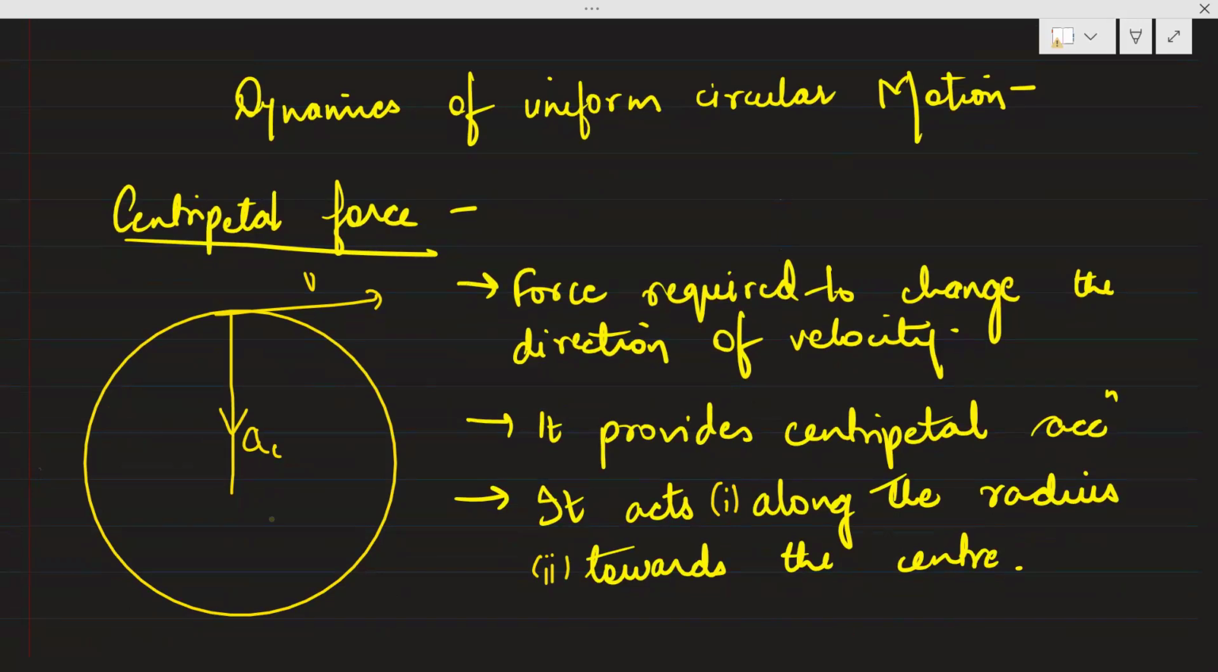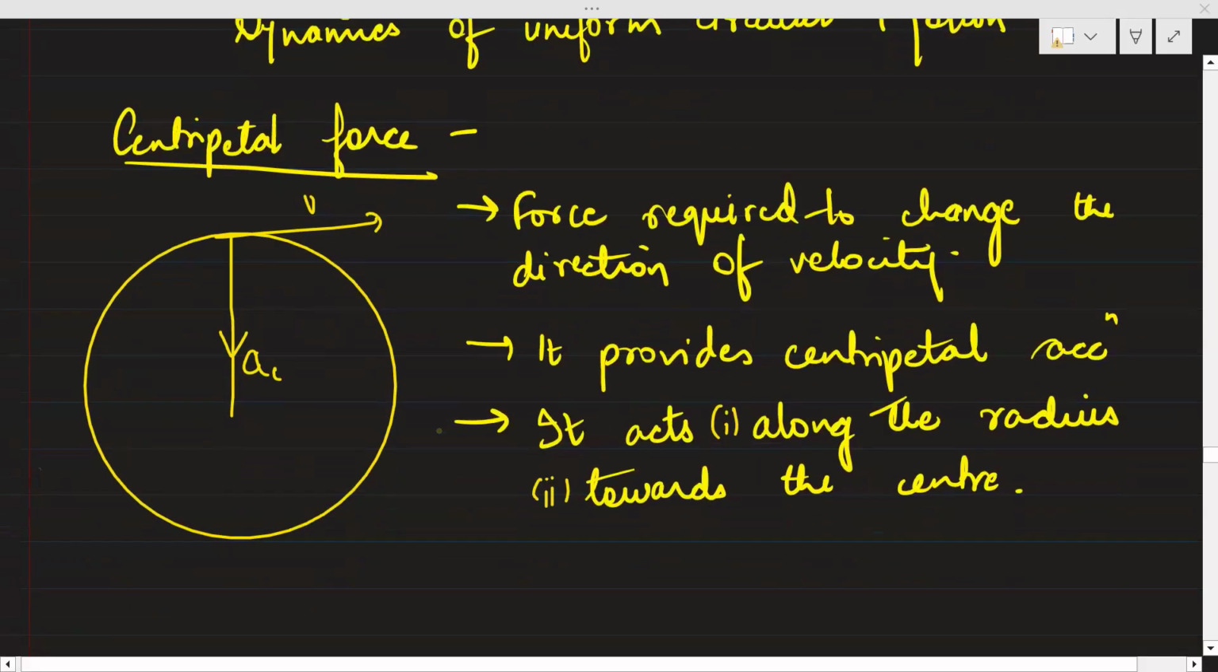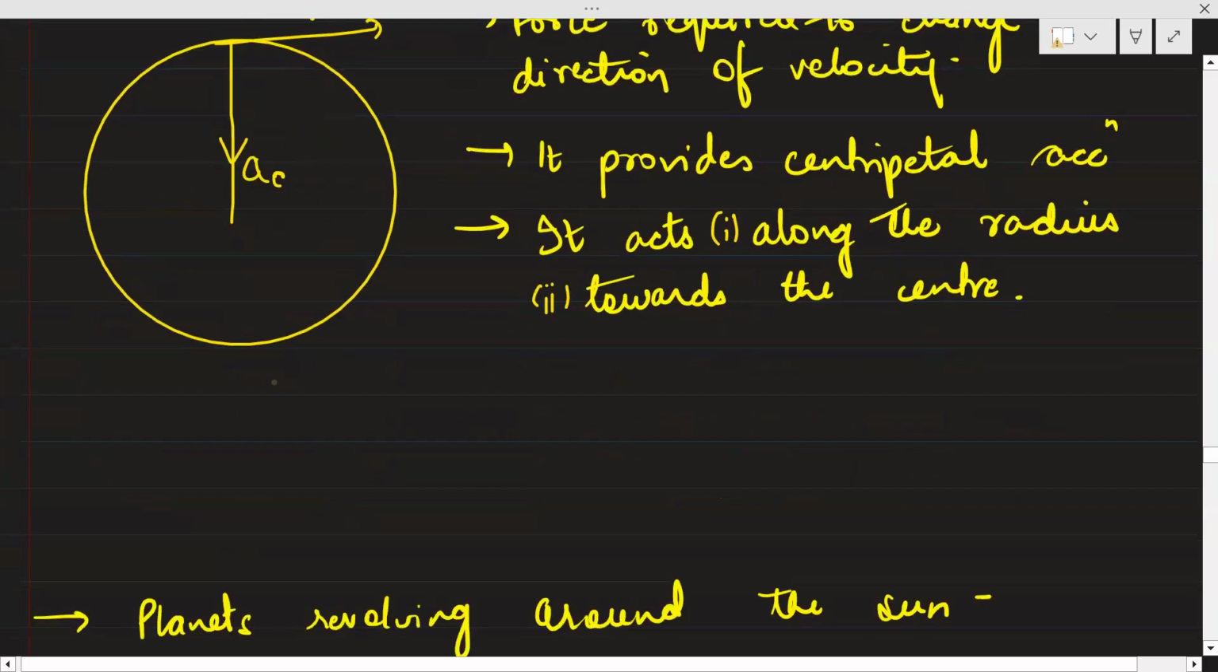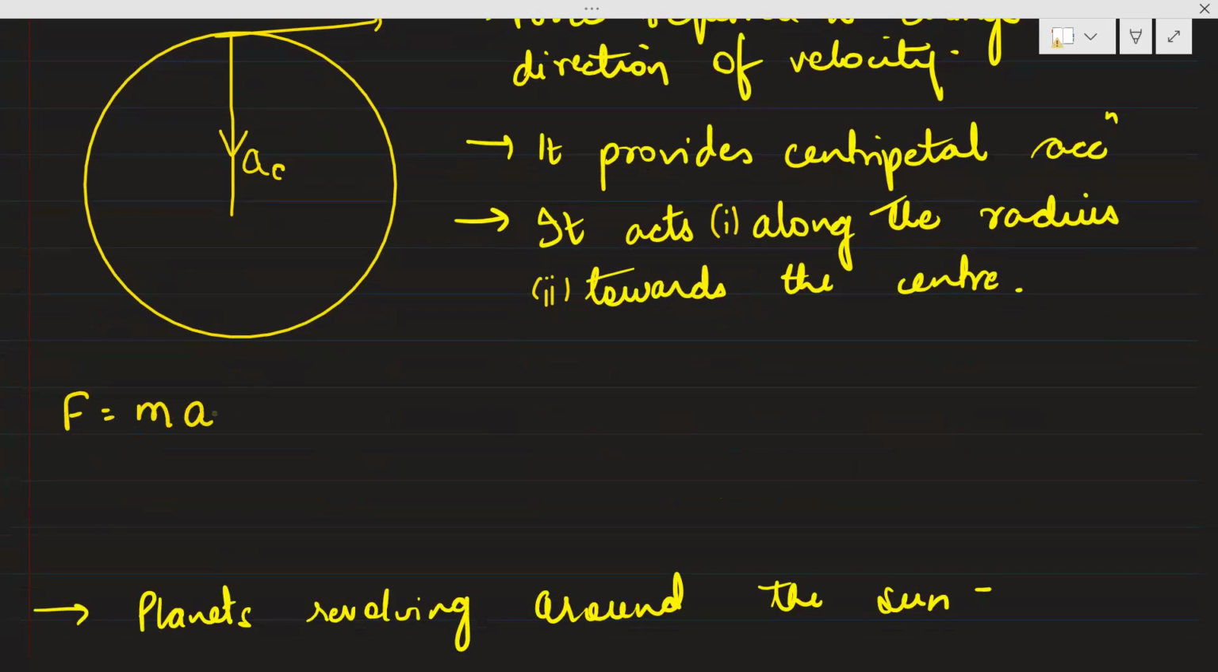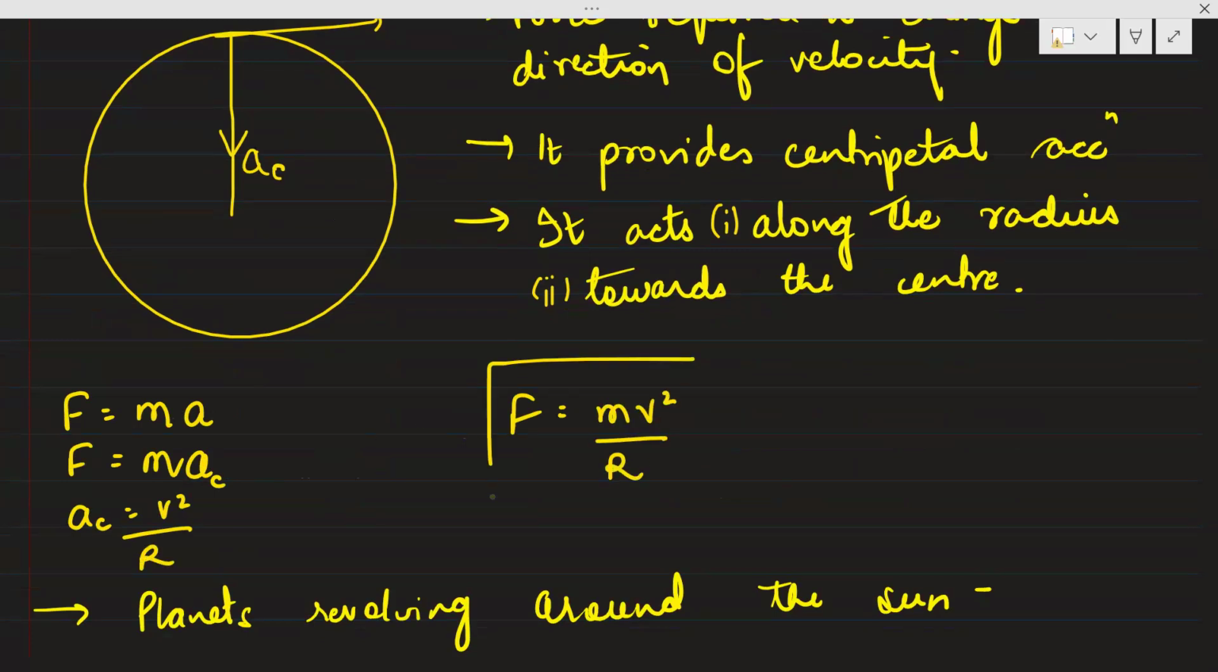Okay, so see, now talking about the dynamics of uniform circular motion, the concept of the centripetal force. Class, centripetal acceleration we have discussed. Now look, whenever you have centripetal acceleration or any sort of acceleration, you know force is equal to mass into acceleration, right? So force will be mass into centripetal acceleration. Centripetal acceleration we already know, this is v square by r. So this will be mv square by r. This is the centripetal force. Okay, mv square by r.